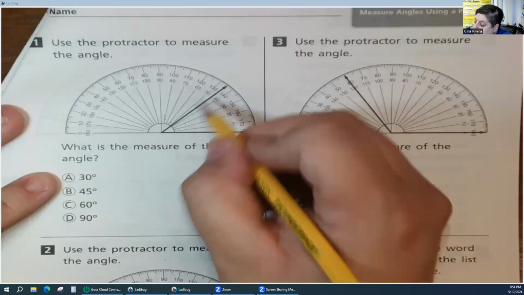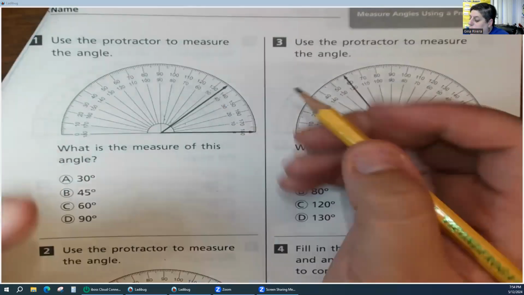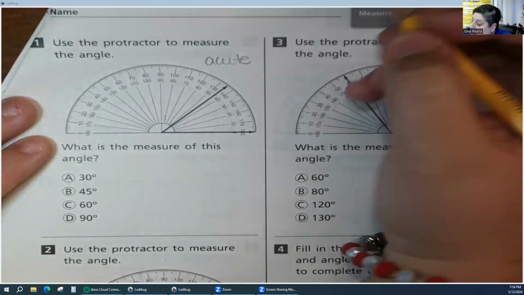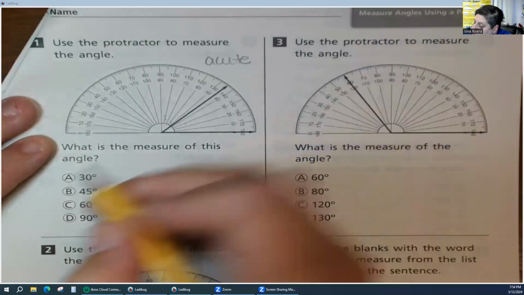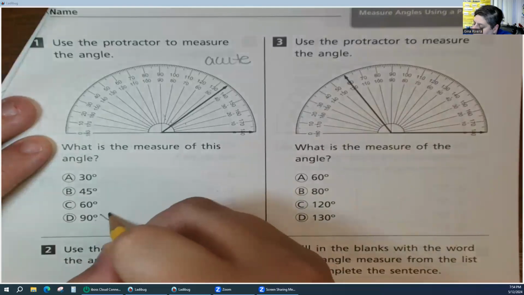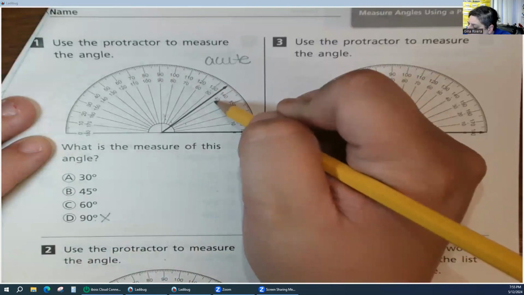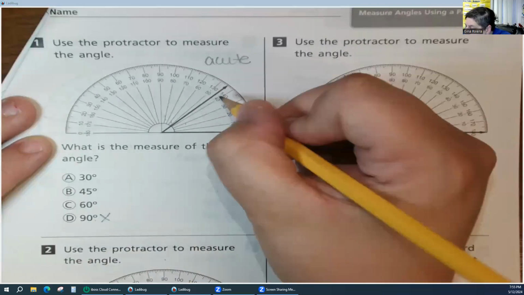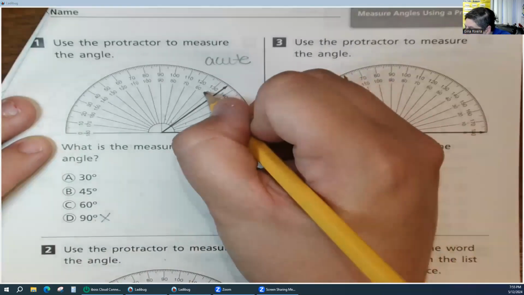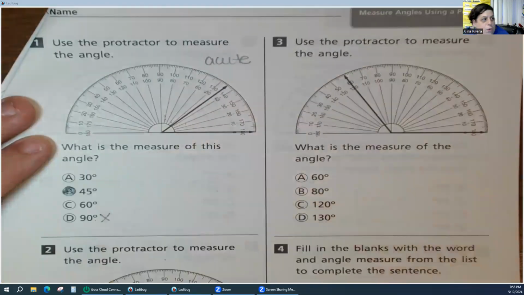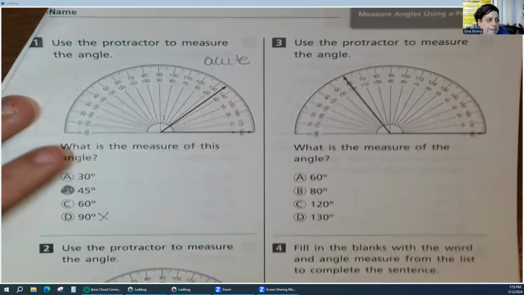First of all, we can see that this angle is small, and when angles are smaller than 90 degrees, we call them acute angles. So it cannot be 90 degrees because 90 degrees is a right angle, right? So I'm not looking at these big numbers. I'm looking at the little numbers on the back. It looks like it's in between 40 and 50. The number that is in between 40 and 50 is 45. Okay, so let's make sure that we're looking at the right thing.